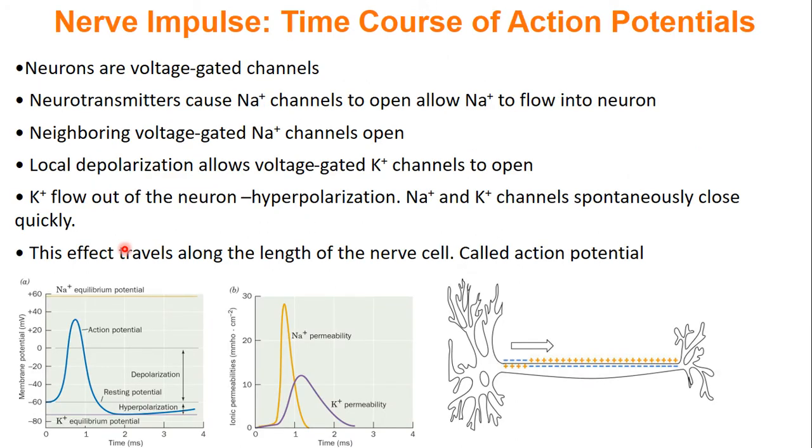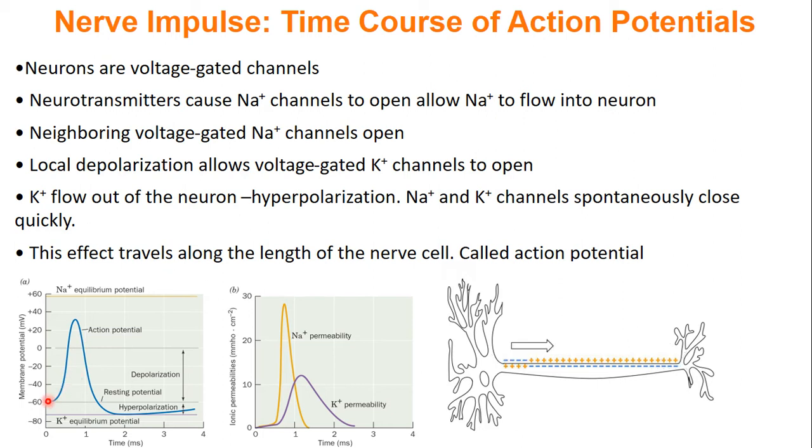And the best way to talk about this is nerves. So neurons use voltage-gated channels. So if your neuron gets neurotransmitters, this binding will allow sodium channels to open. And when sodium channels open, a bunch of sodium will flow into the neuron. And so when that happens, you have local depolarization. So let's take a look.